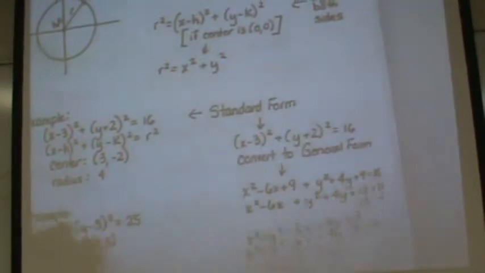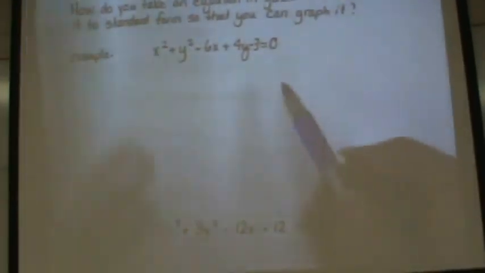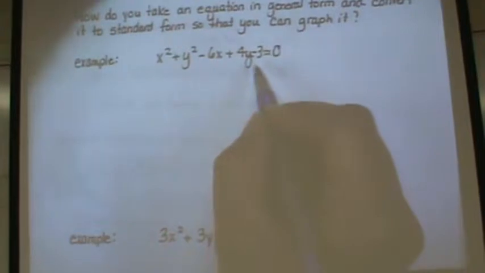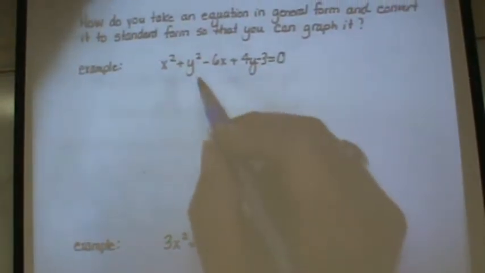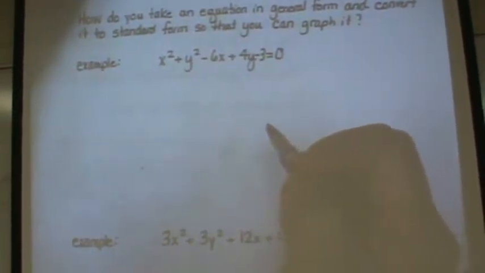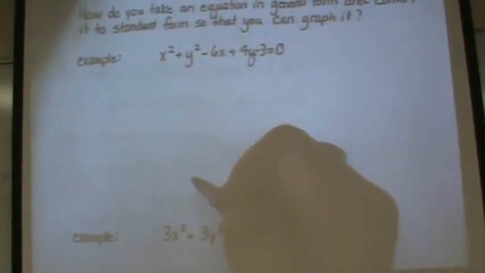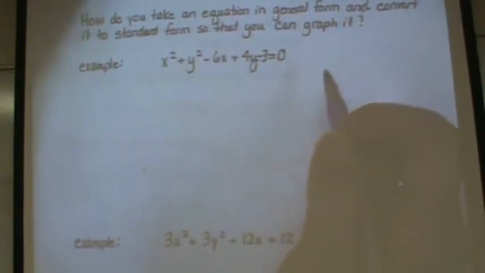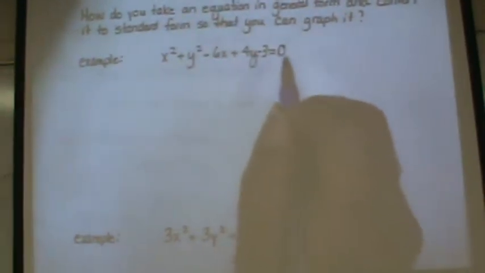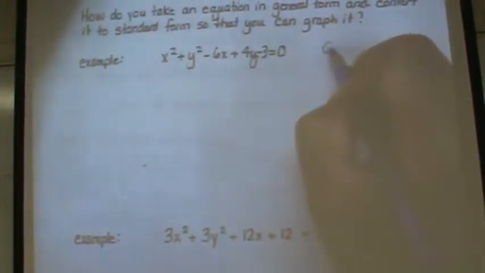So now, what are you going to do if a problem is not in standard form, it's in general form, and they ask you to graph it? For example, here's one right here. You've got x squared plus y squared minus 6x plus 4y minus 3 equals 0. If I asked you what the center is, or what the radius is, or even to graph this, the only way you're going to be able to do that is if you get this from general form. Right now it's in general form.